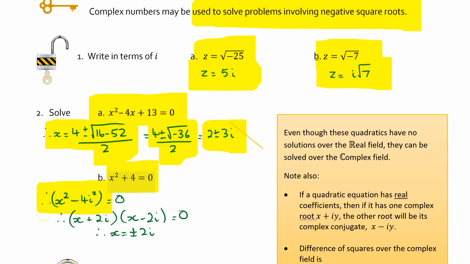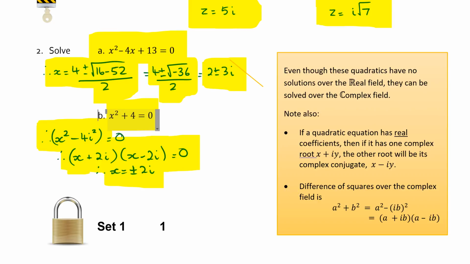So the square root of the x squared term is, of course, x. The square root of 4i squared is 2i. So we have x plus 2i, x minus 2i equals 0. So we have two solutions, plus or minus 2i. So, in summary, what have we found? We've found that we can have quadratics which, although they have no solutions over the real field, can be solved over the complex field.